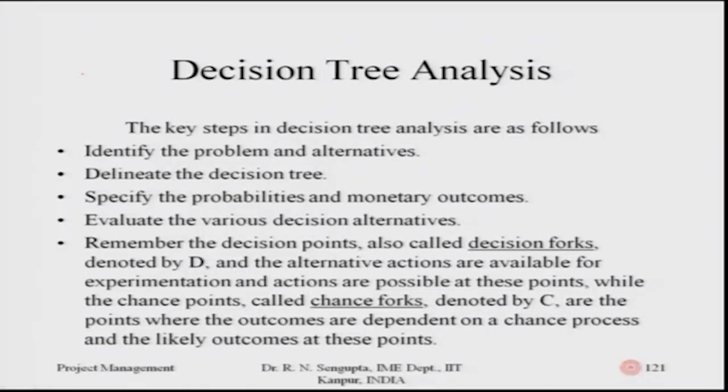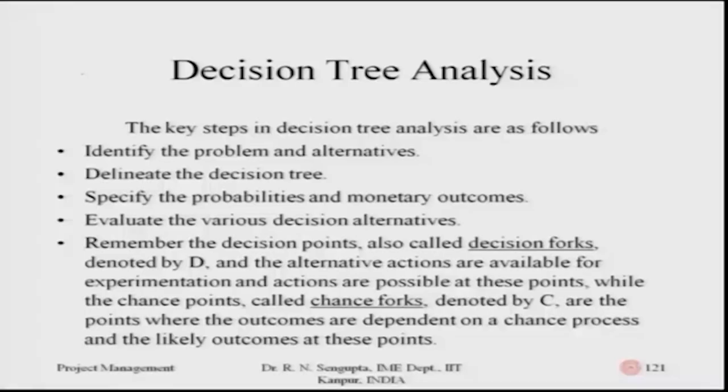Remember the decision points are also called the decision forks. In the initial part when we were discussing, we said decision gates, alternative gates. They are where, on the same line, you make a decision accordingly. They are denoted by D, and alternative actions are available for experimentation, and actions are possible at this point. So at a decision point, you can either take the right fork, the left fork, or if there are 3 outcomes, you can take alternative 1 or 2 or 3.